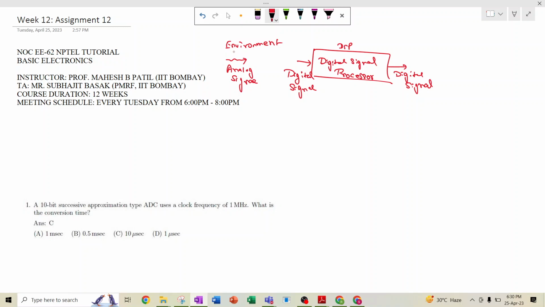Suppose there is some analog signal in the environment. Suppose we want to record some voice; our voice is an analog signal. Then we have to convert it into a digital signal so that we can store or process that voice. This ADC, the analog to digital converter, serves the purpose of converting the analog signal to the digital signal. So here we need an A to D converter, or ADC.